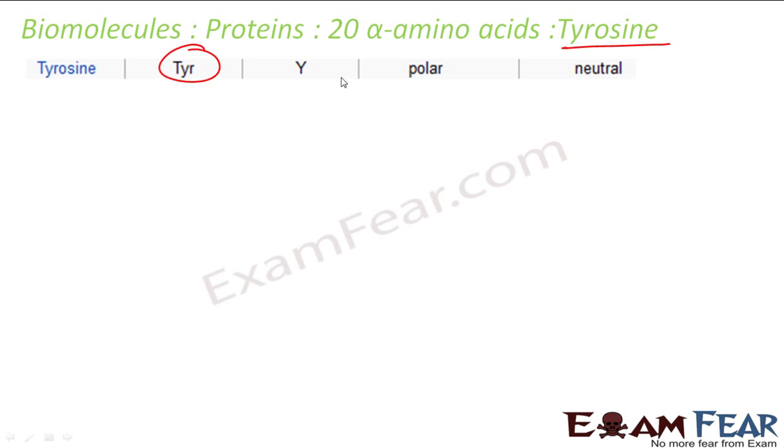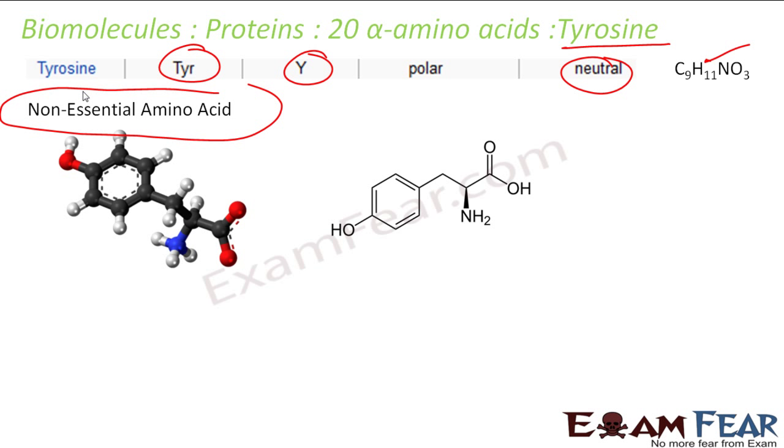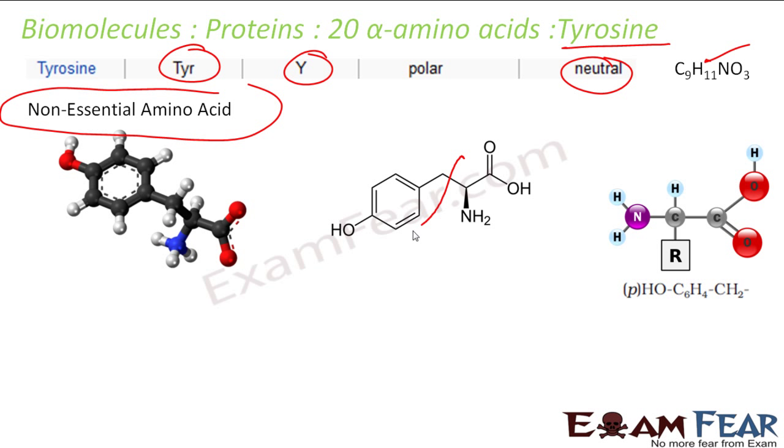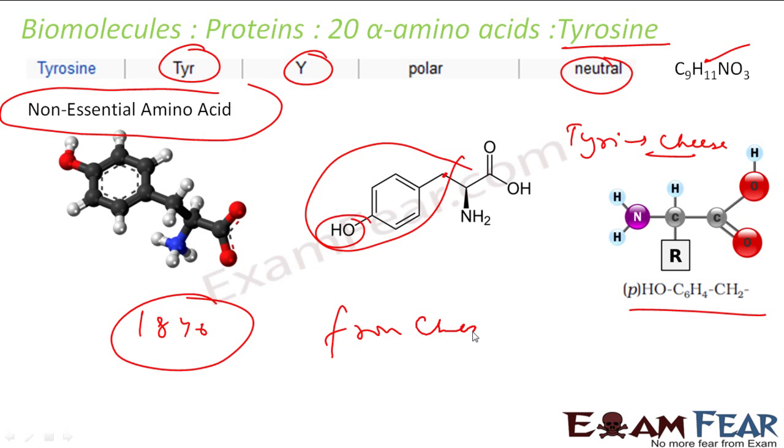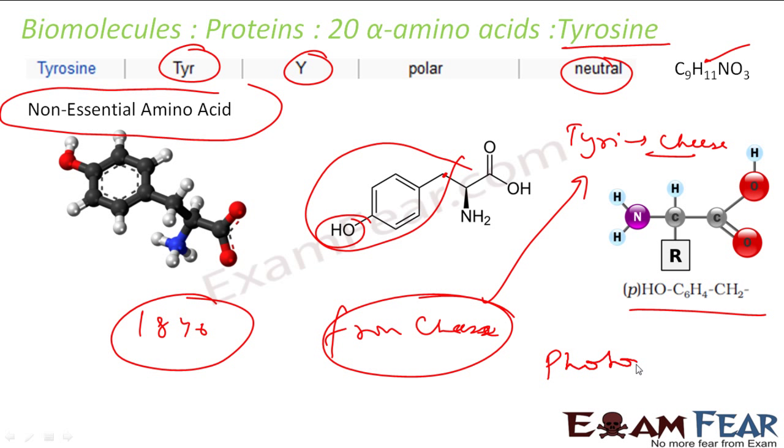The next is tyrosine. TYR is the 3-letter code, Y is the single letter, it's also neutral. This is the molecular formula. This is a non-essential amino acid. This is the structure. If you compare the structure with my general structure, this is my R. That is nothing but, at the para position I have OH, and then I have a benzene ring, and then I have a CH2 here. This is my R here. Tyri means cheese in Greek. It was discovered in 1846 by German chemist Justus von Liebig from cheese. The Greek for cheese is tyri. So the word is tyrosine. It plays an important role in photosynthesis, and it is found in chicken, fish, peanuts, almonds, milk, cheese, yogurt, bananas.